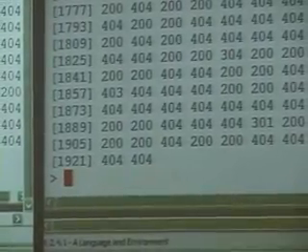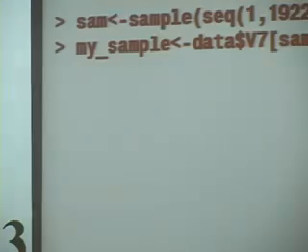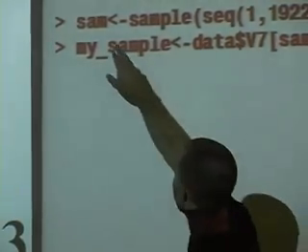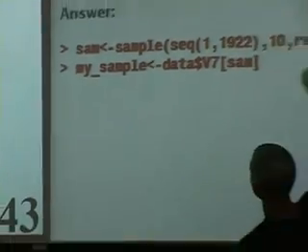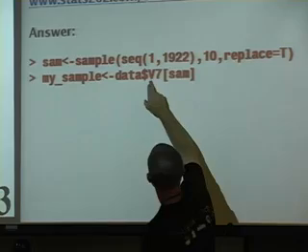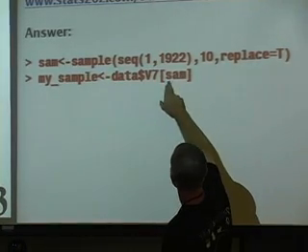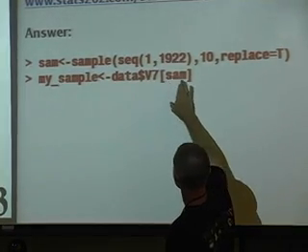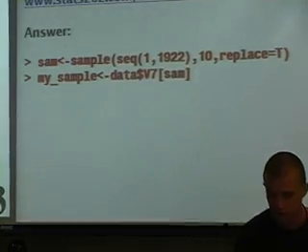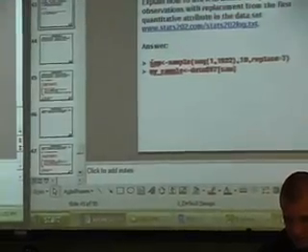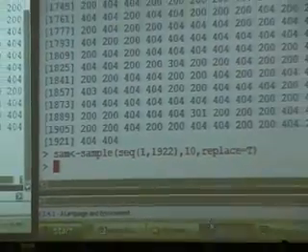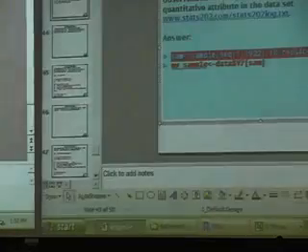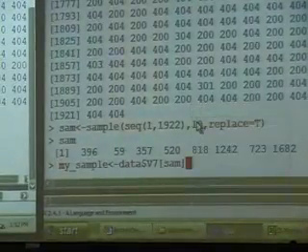So let me show it up here. SAM is what I called my sequence of 10 integers that I sampled randomly from 1 to 1922 with replacement. And then I say my sample would be data, the 7th column, and I want SAM. The 7th column is just 1-dimensional, so I just have to specify these rows. That will give me a sample of 10 observations from that data set. Those are the 10 rows I'm going to take, and I store my sample as the 7th column, those rows. So if you look at my sample, there it is.